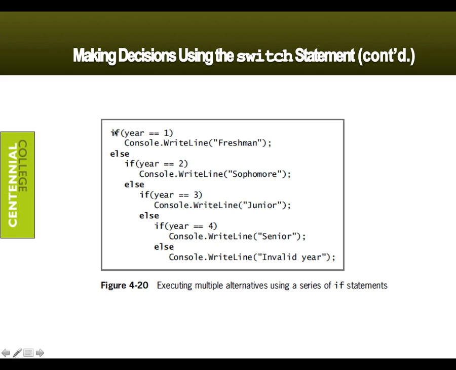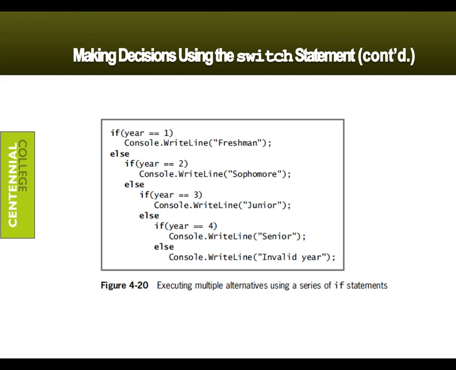You say if year is equal to 1, then write freshman. Else, if year is equal to 2, then you write line sophomore, and so on. These are just the way you look at high school years, right? Else, the final else, you write line invalid year, because if you're not 1, 2, 3, or 4, then what year are you? You're there 4 years in high school, right? There's no 5th year, unless you're doing the victory lap, right? So that's kind of the issue.